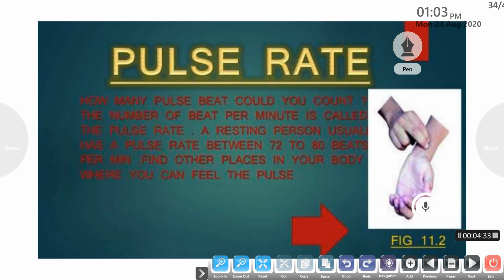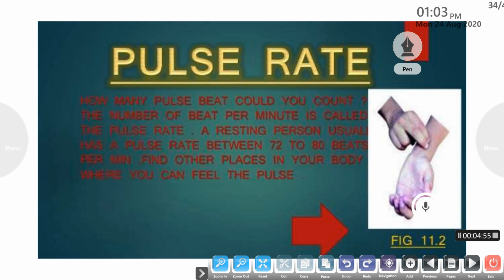The next is the pulse rate. Pulse rate is very simple. The number of beats per minute is called the pulse rate of a particular person. So how many pulse beats could you count in your body? The pulse rate can be found in any of your body parts, for example, the wrist of your body.